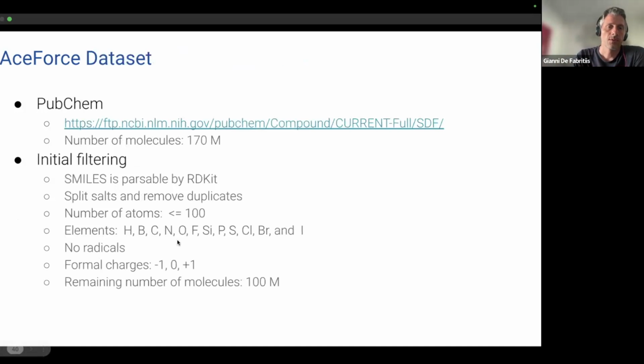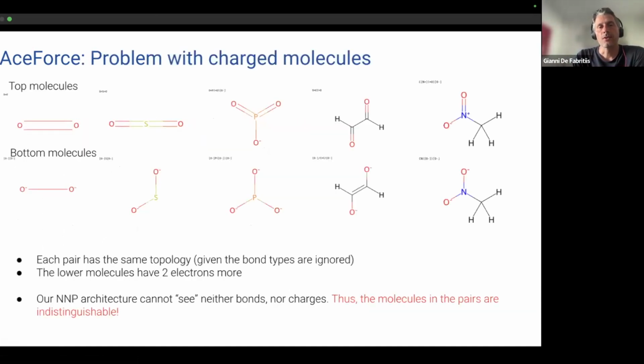We also want all these elements that are here, and as molecules, we initially took all the PubChem molecules and cleaned them up a little bit. We end up with around 100 million molecules. This is the initial dataset, the initial SMILES that we take. And if you do that naively, you could have a situation like here.